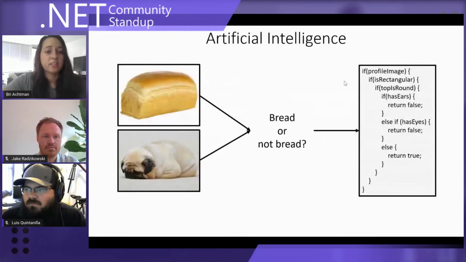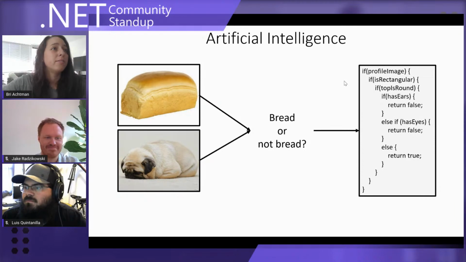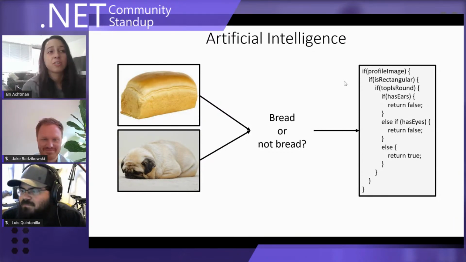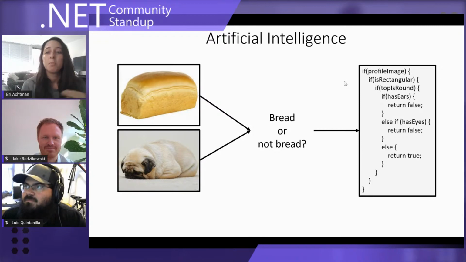And so if I go to this next example, a problem to solve. If you're looking at, is this bread or not bread? If you're using artificial intelligence to solve this, you might have a bunch of different if statements. So, if it has ears, then it's obviously not bread. If it has eyes, it's not bread. But you can see that this can be really, really hard to scale because there's a lot of different features that can make something bread or not bread.